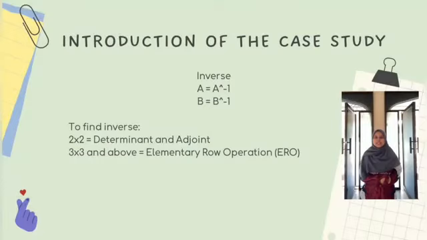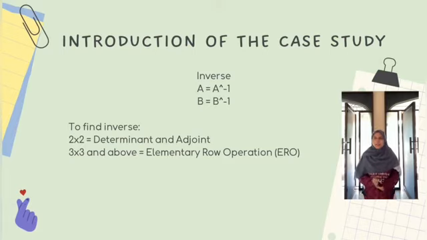We are talented students. Introduction of the case study. Inverse of matrix A is represented as A inverse, as well as B. It's denoted by P inverse. A simple formula can be used to calculate the inverse of a 2 by 2 matrix by using determinant and adjoint. To find the inverse of a 2 by 2 matrix, swap the position of A and D, put negatives in front of B and C, and divide everything by the determinant AD minus BC.